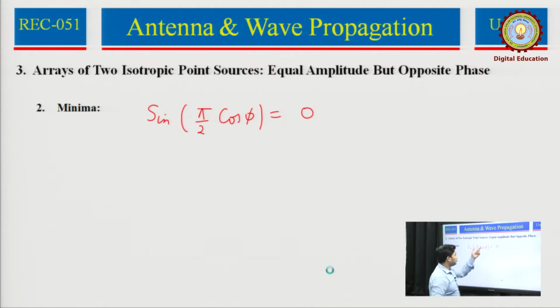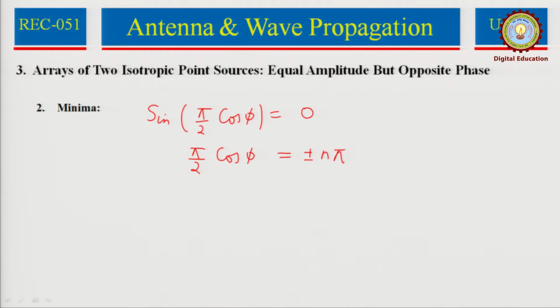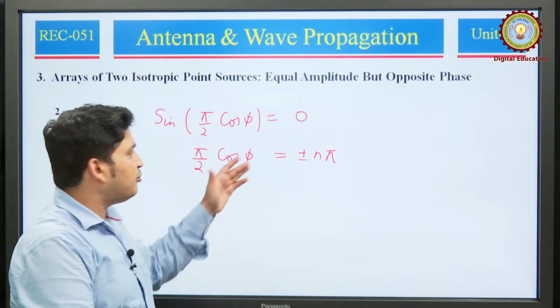And now, moving to this value. So, how is it? Again sin is eliminated when you consider pi by 2 cos phi is equal to plus minus n pi, because sin 0, sin pi, sin 2 pi, sin 3 pi and so on. So, this way we have to find out.